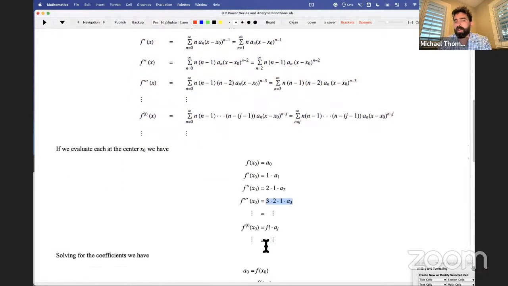So you can see the pattern. What ends up happening in general is you have a factorial times whatever your order derivative is. So third order derivative, you're going to get a 3 there for your index.